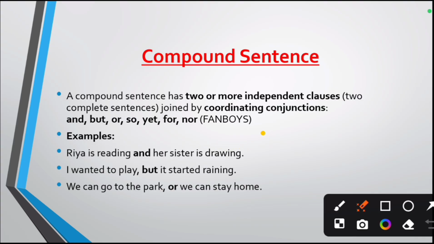So these are the conjunctions. If two clauses are getting joined with this conjunction, then that type of sentence is known as a compound sentence. For example, Ria is reading. See, this is a simple sentence up to here. And her sister is drawing. Two sentences, two clauses, are getting joined with the conjunction called and. Here but, here or. So if you find these conjunctions with two clauses, then you have to understand that it is a compound sentence.